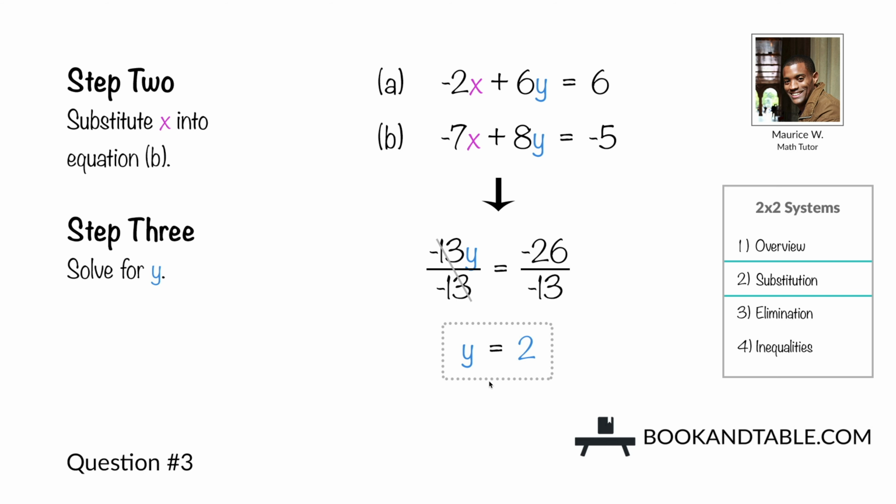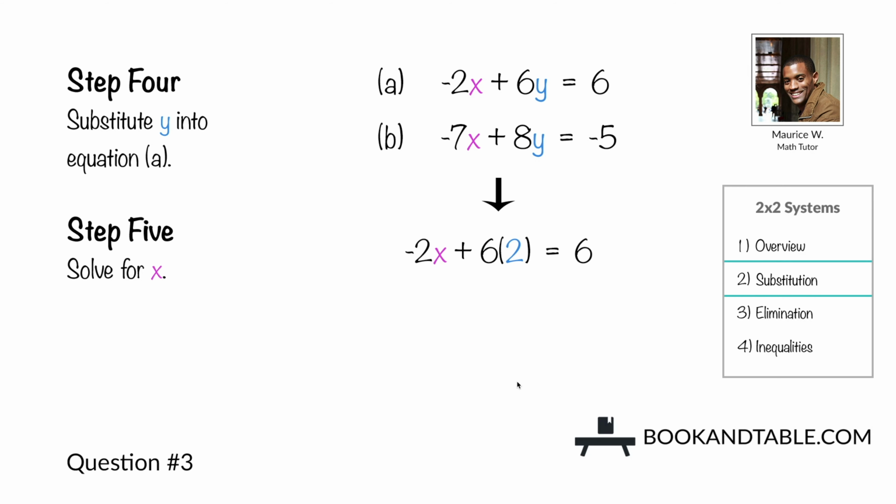So now that we have a value for y, we can substitute y into equation A and then solve for x, giving us negative 2x plus 6 times 2, which is equal to 6. 6 times 2 is equal to 12. So we'll subtract 12 from both sides to get rid of positive 12 on this side, leaving us with negative 2x is equal to 6 minus 12, which is negative 6.